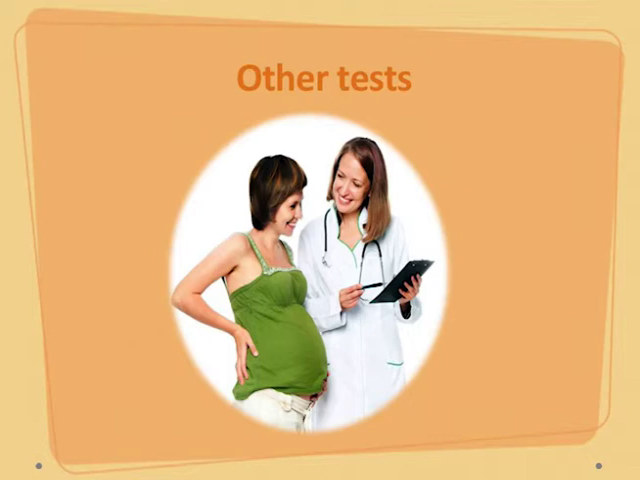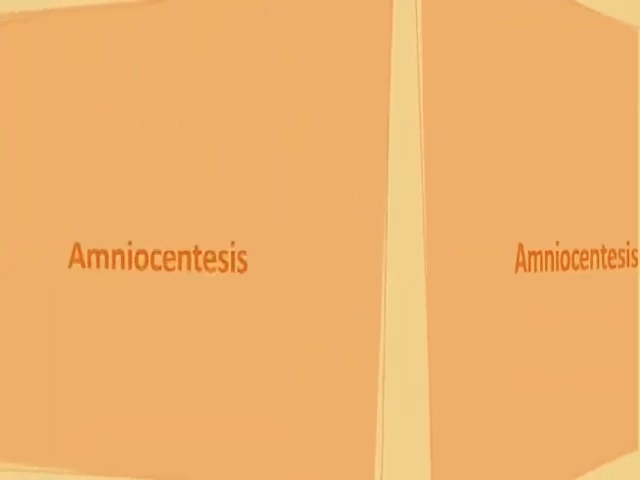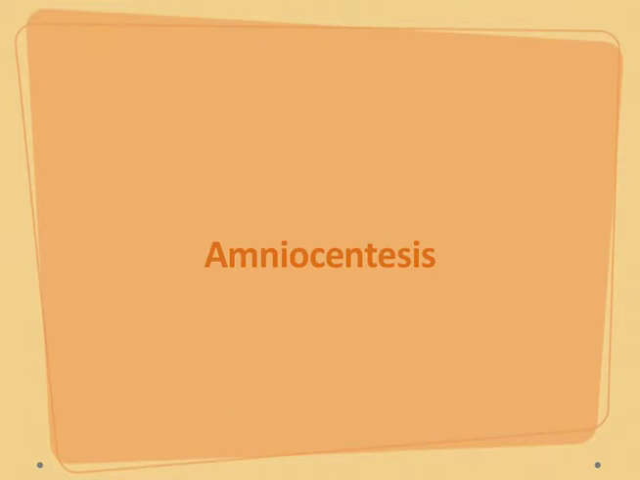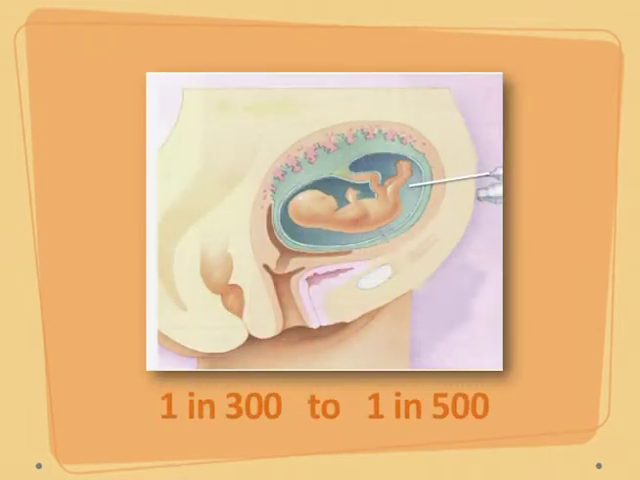Unlike CVS, amniocentesis can also show if there is a higher chance of a neural tube defect or abdomen defect. Amniocentesis may lead to miscarriage in about 1 in every 300 to 500 women who have the test.